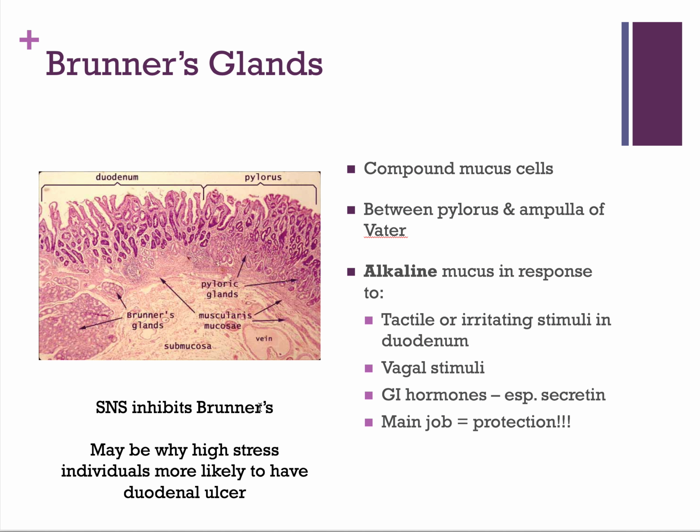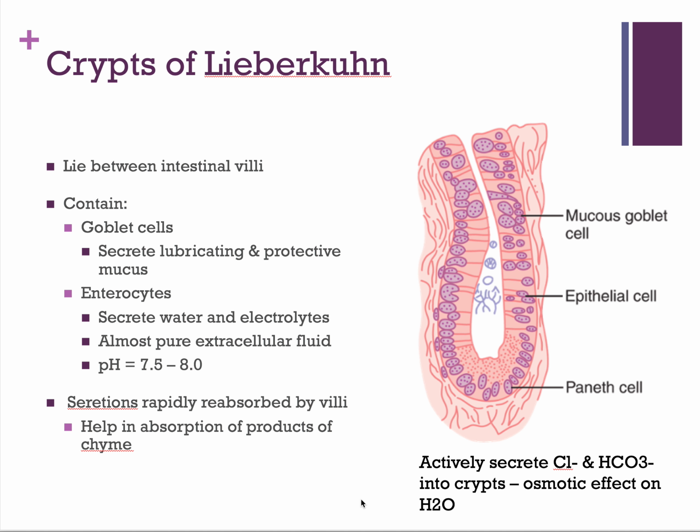The sympathetic nervous system inhibits Brunner's, and that leads to another supposition that high stress leads to duodenal ulcers, as you can get inhibition of these Brunner's glands helping to make this compounded mucus. And if there's a very high acidic load that's emptied into the duodenum, then there is a likelihood for damage. A duodenal ulcer is the most common location of an ulcer, and they can be really, really big.